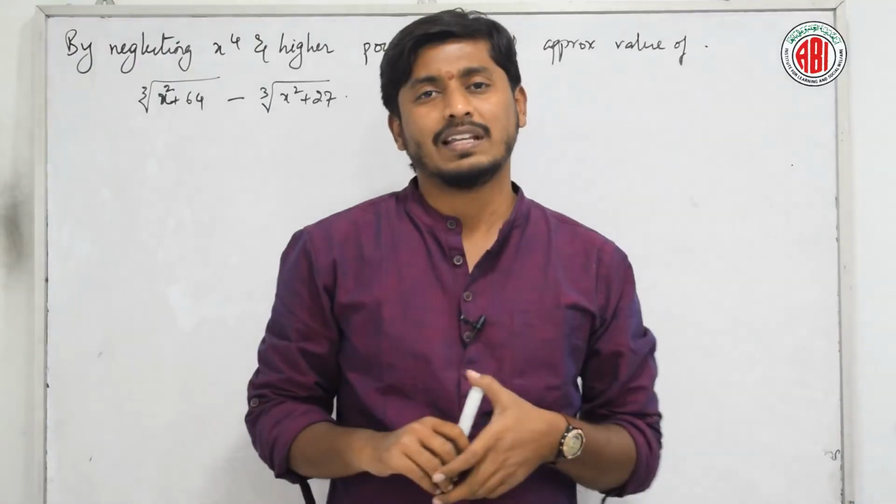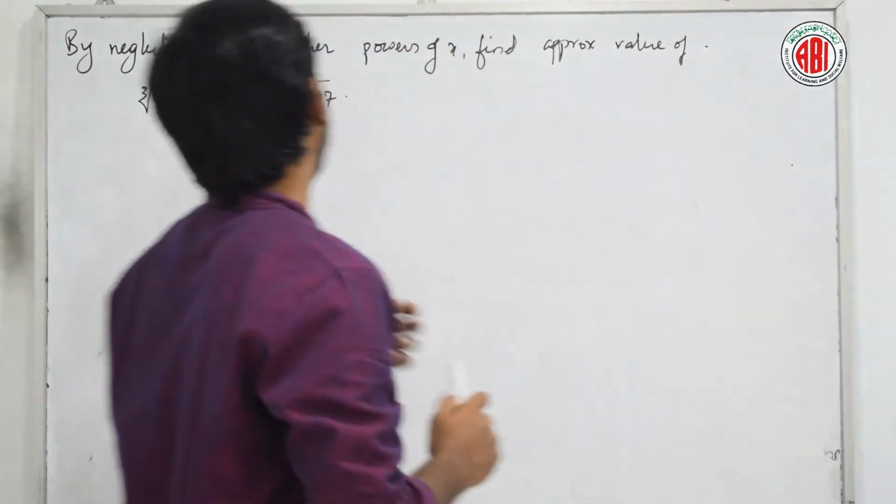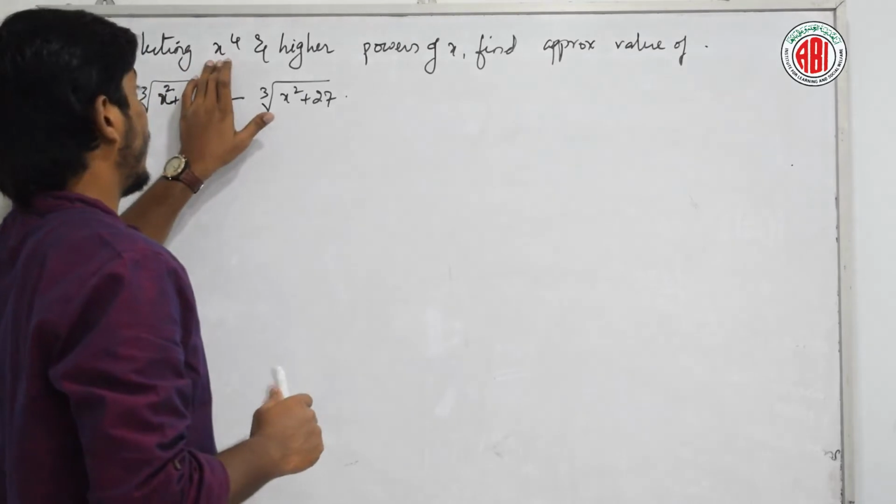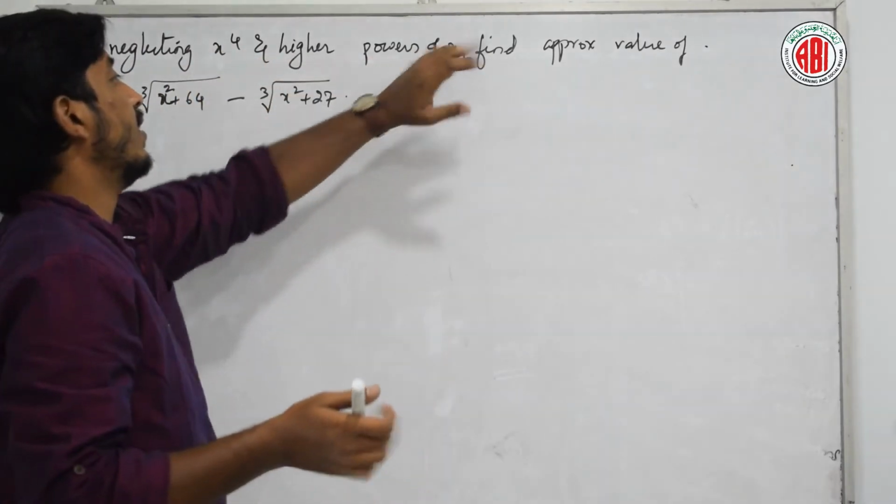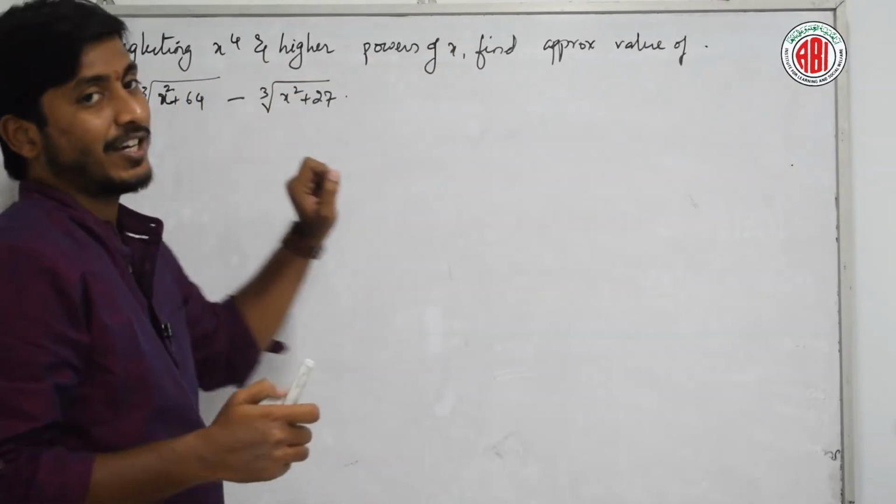Let's do. Look at the next question here. He gave that by neglecting x power 4 and higher powers of x, find the approximate value of this expression.